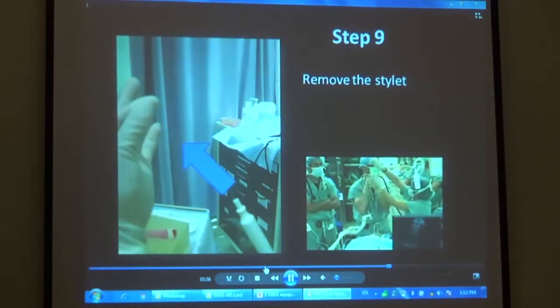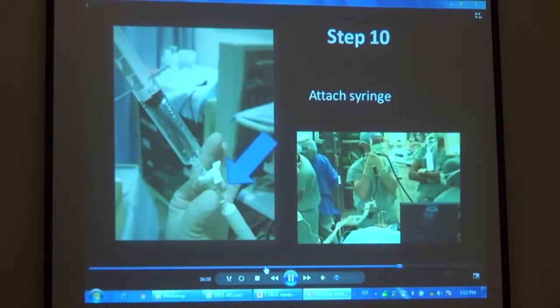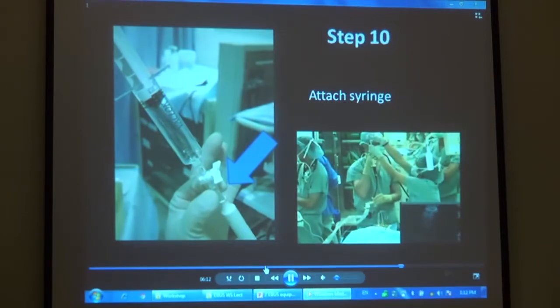The stylet is then withdrawn from the scope. The syringe is attached to the needle, and suction is applied.